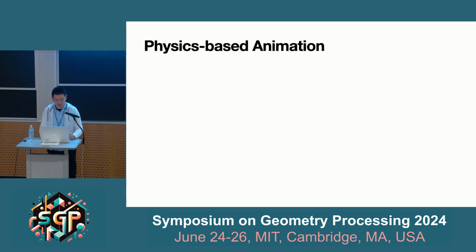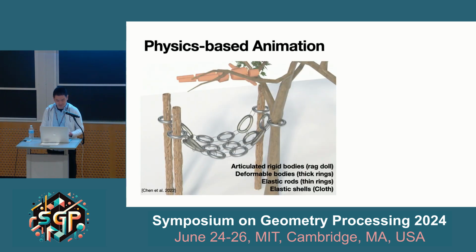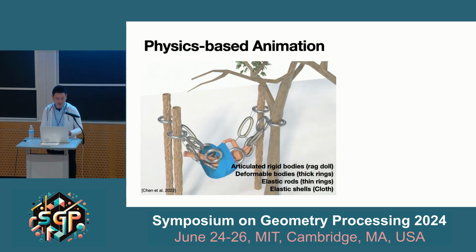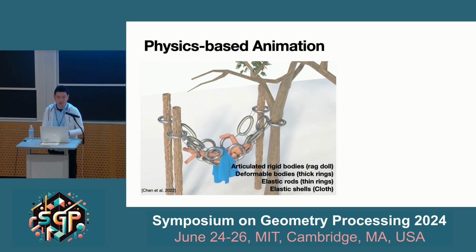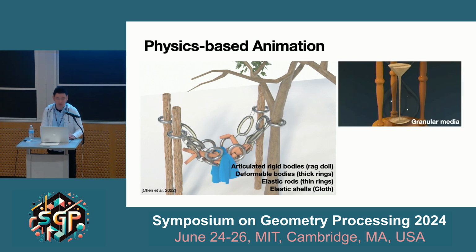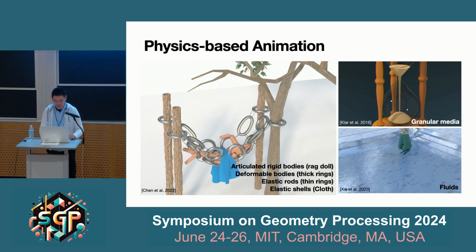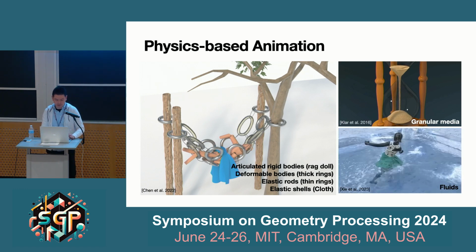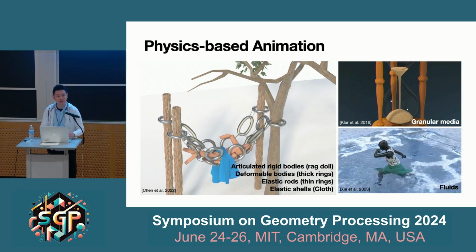Physics-based animation actually incorporates the simulation of multiple phenomena and objects. In this scene, we have rigid bodies like the ragdoll, and also cloths, and elastic bodies like the thick rings. We are also simulating elastic rods represented by polylines as those thin rings. We could also use physics-based animation to realistically animate the sand and also fluids, including their interactions with cloth. And this character is just the skinned animation created by artists.